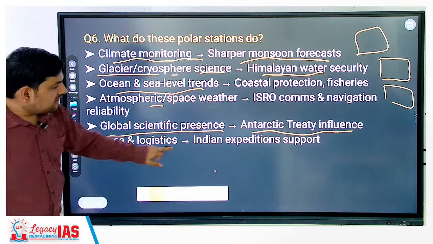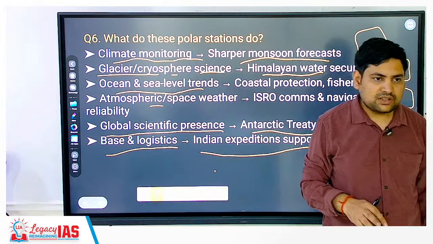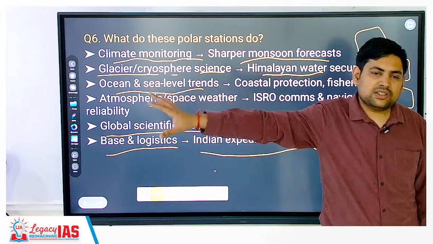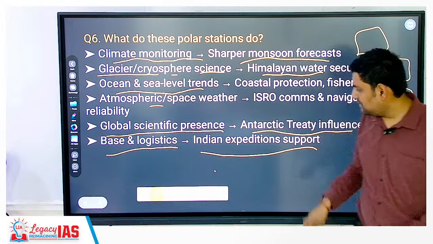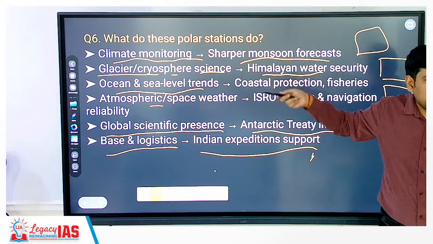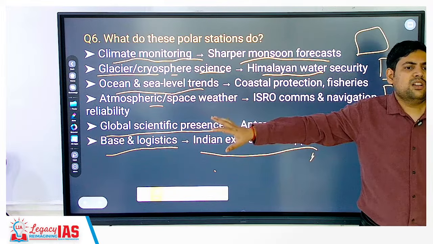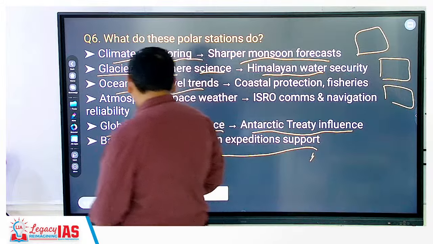Then base and logistics for Indian expeditions support. Now if we have to go on some expeditions, we need a base. For example, for marine expeditions, I need a land base. So where are these bases? These bases are Himadri and Bharti. These are the bases from where I can send marine expeditions or different kinds of expeditions. Okay, that's it.